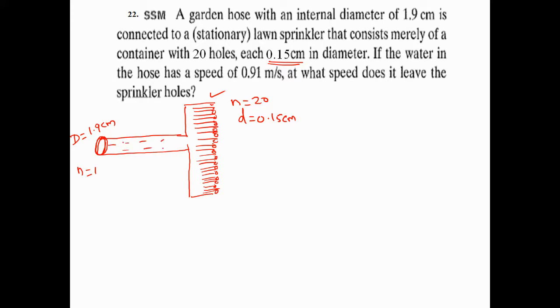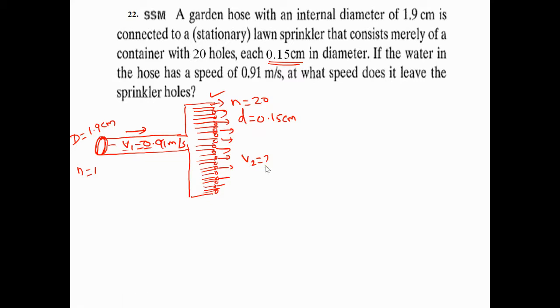Now, if the water in the hose speed is 0.91 meter per second, what is coming here? What is the speed? The water is coming with the speed of 0.91 meter per second. Now, what is the speed in this hole? How much speed is the water coming with in each hole? This is our question. Clear? You are going to find the speed in the hole.